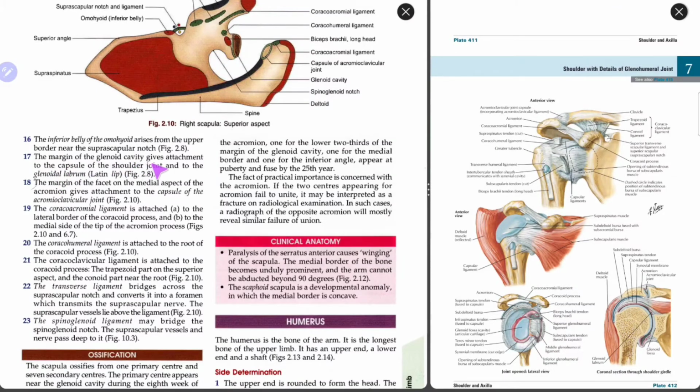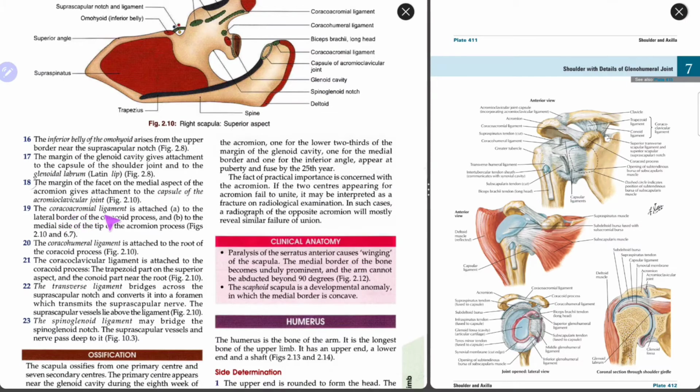Now the margins of the glenoid cavity give attachment to the capsule of the shoulder joint and to the glenoidal labrum. The margins of the facet on the medial aspect of the acromion give attachment to the capsule of the acromioclavicular joint. This is acromioclavicular joint capsule.